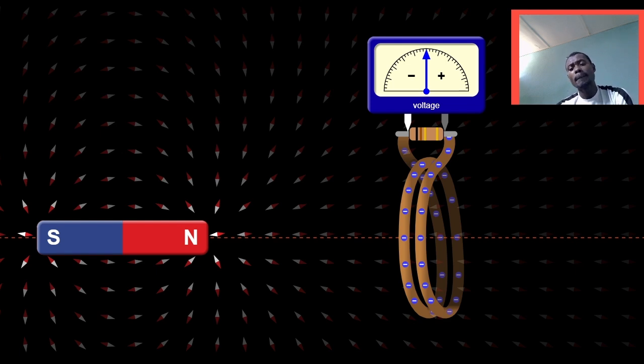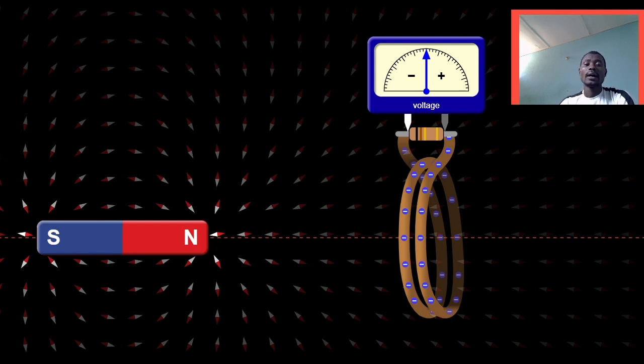So there is something called electromagnetic induction. From the word electromagnetic, this is just a magnet producing electricity. That is what we mean by electromagnetic. That is, we get our electricity from a magnet, and this was discovered by Michael Faraday. There were two scientists, Faraday and Joseph Henry.